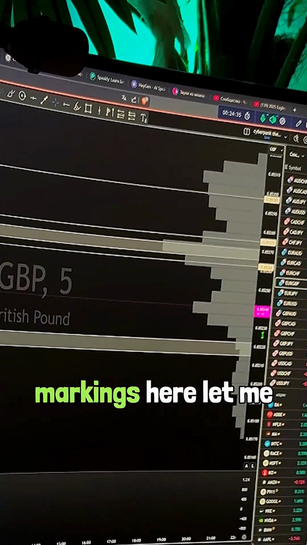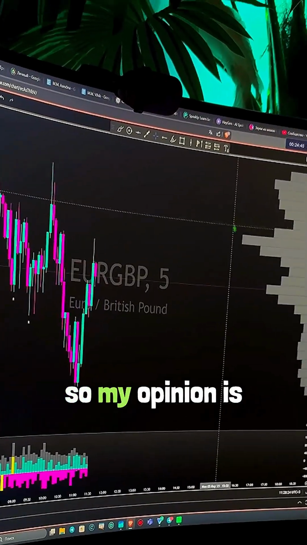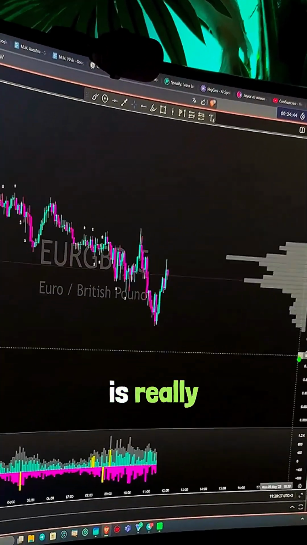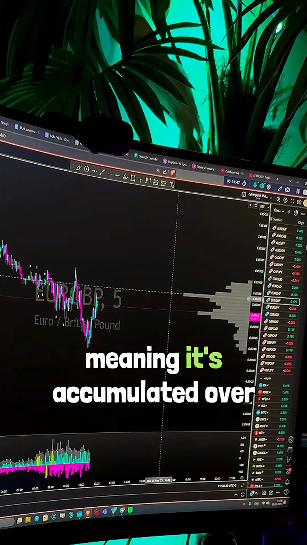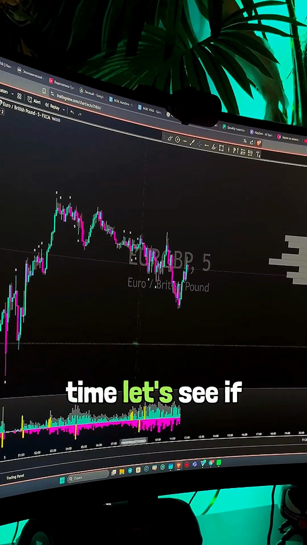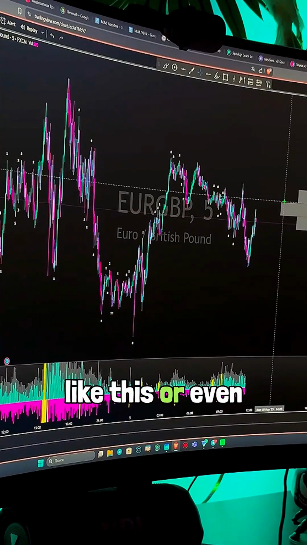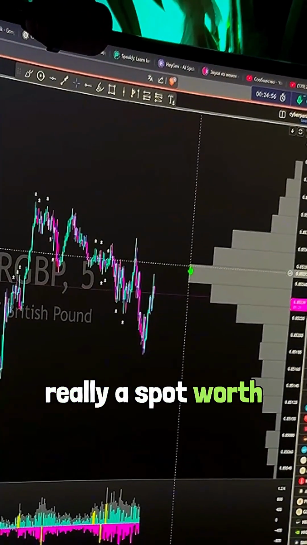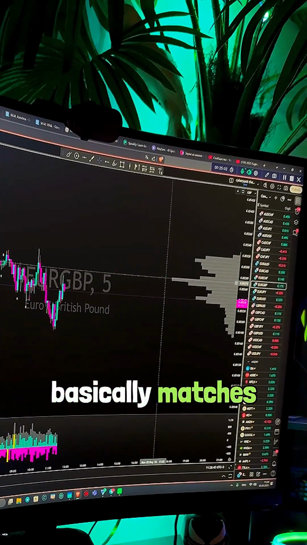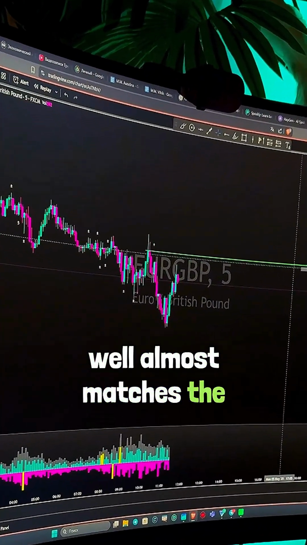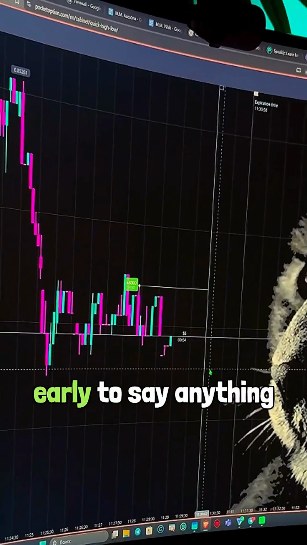Wow, I've made a ton of markings here. Let me clear all this up. So my opinion is that the volume here is really good, and it's a distant volume, meaning it's accumulated over a long period of time. Let's see, if I do it like this, or even like this, so it's really a spot worth reaching. Plus, this spot basically matches, well, almost matches the high of this trend. All right, it's too early to say anything here.